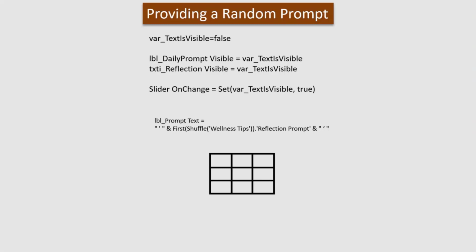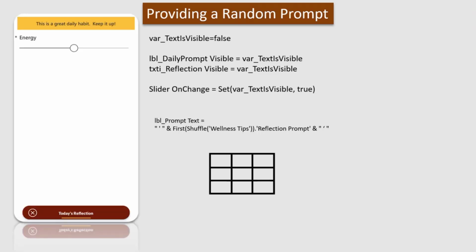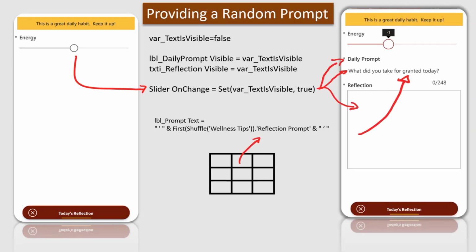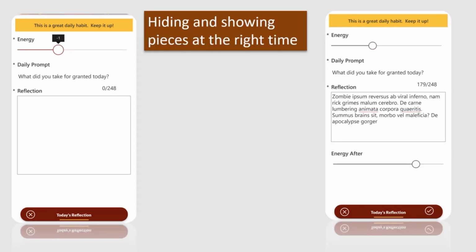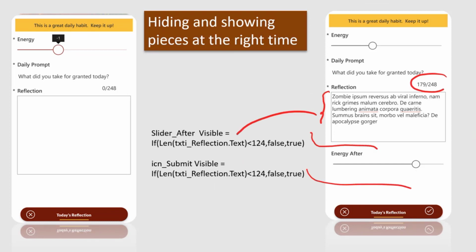Then how do we provide the random prompt for the reflection? We start out with everything else blank in the screen, and then I use the onChange property for the energy slider. And once that slider changes, then it will go and feed not only the daily prompt, but it will then make the reflection window or the reflection input box appear. And then finally, after you type a certain number of characters, then we make the energy after visible and then also the submit icon visible.